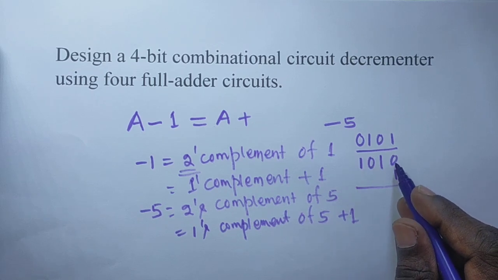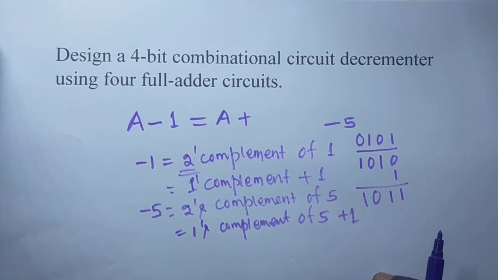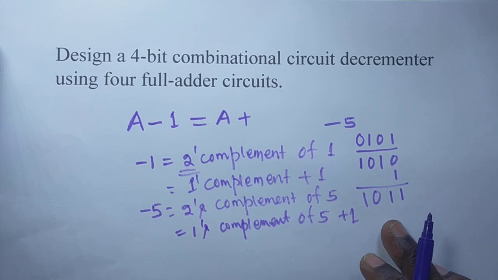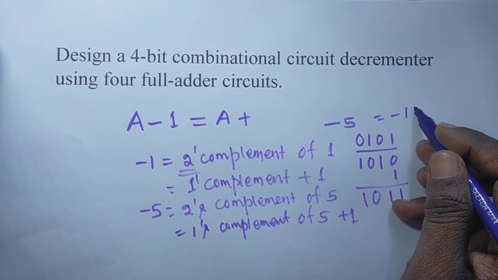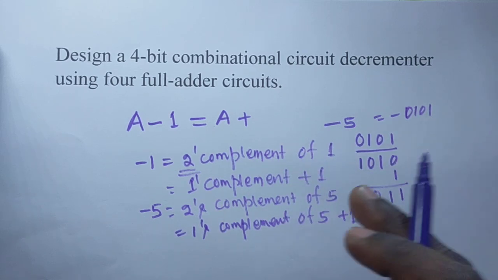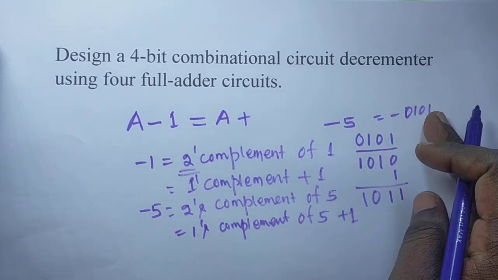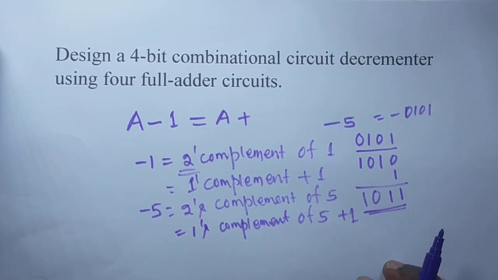Then what happens? 0, 1, 1, 1, 0, 1. This is what happens. That is minus 5. If we go through this, it is simple. It is minus 5. 1, 0, 1, 0, 1 is not minus 5. The 2's complement of this is called minus 5. That means this number is the minus 5.